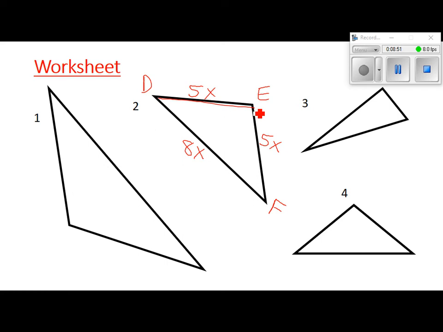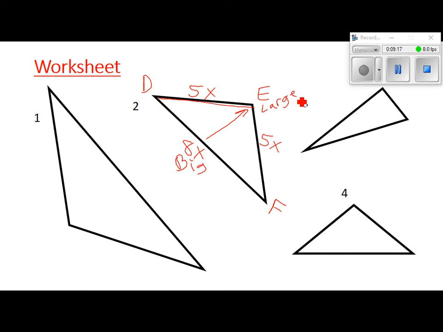Using your common sense, if x has to be a positive, which of these 3 sides has to be the biggest? The 8x. The one with the 8x. This has to be the biggest side, because 8 times something is always going to be bigger than 5 times something. So what do we know about angle E right there? It's the largest. Angle E has to be the largest.